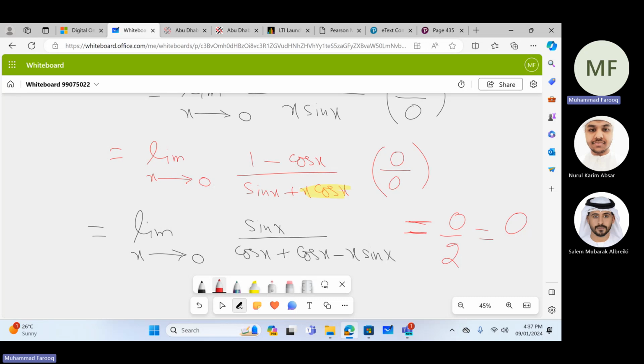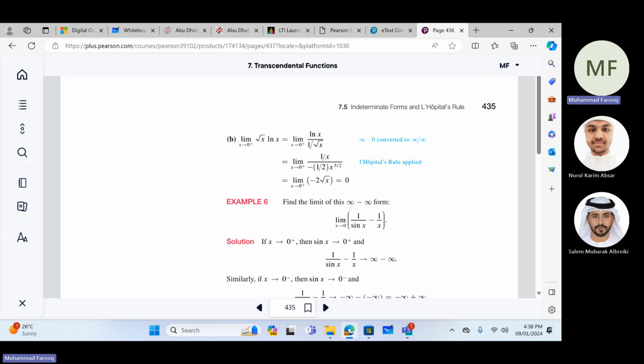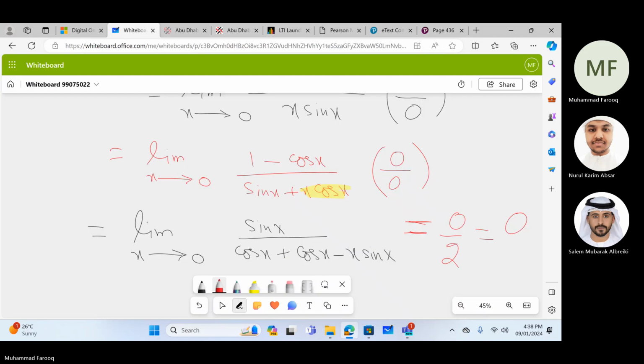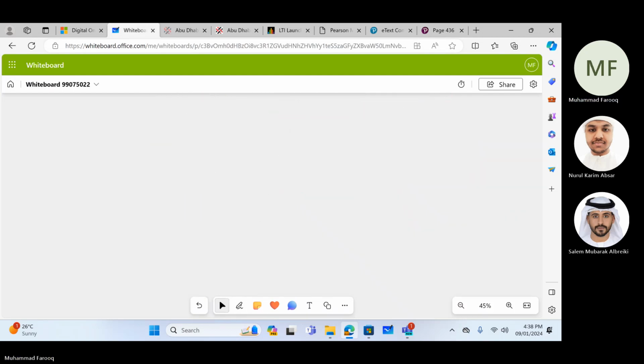Let's start with the power forms. How many are there? 3. Which ones? 0 to the power 0, infinity to the power 0, and 1 raised to power infinity. Let's take a question from that form. Example number 8: x power 1 by x, where x approaches infinity.